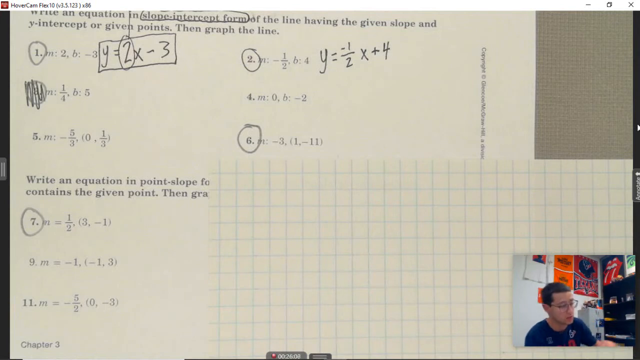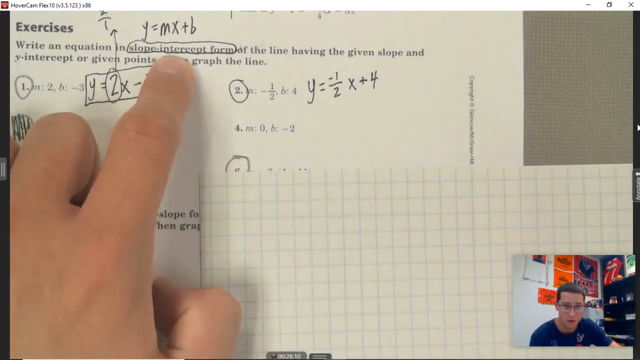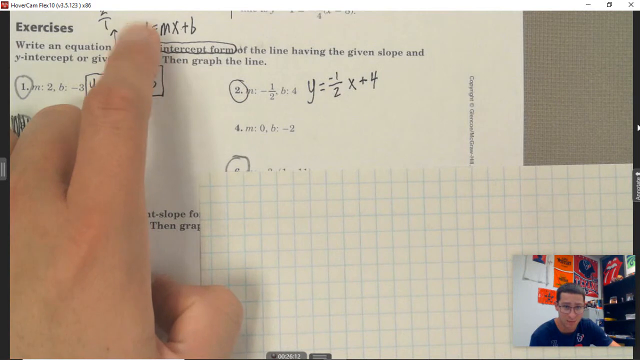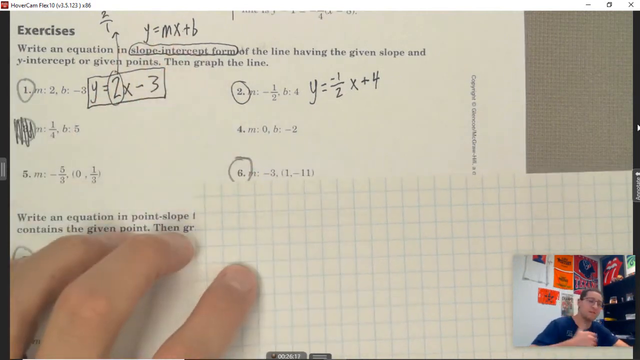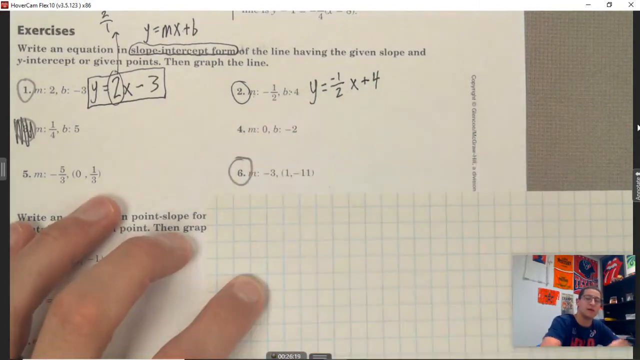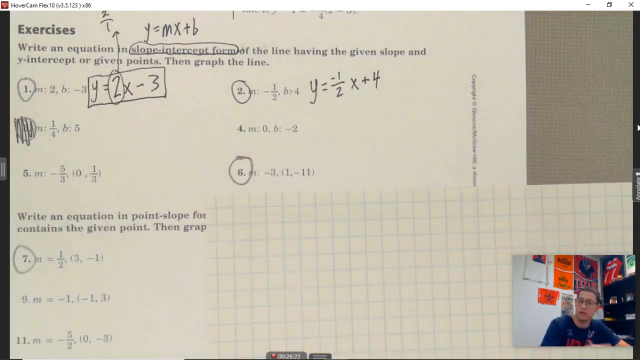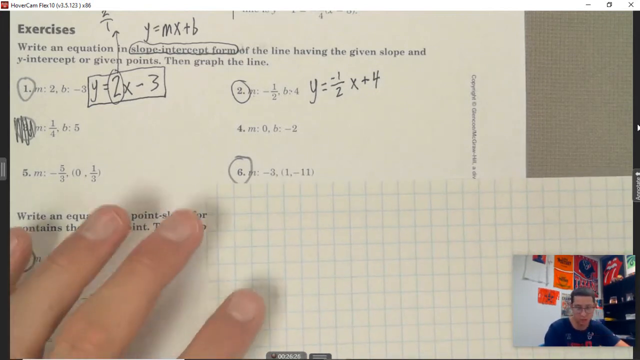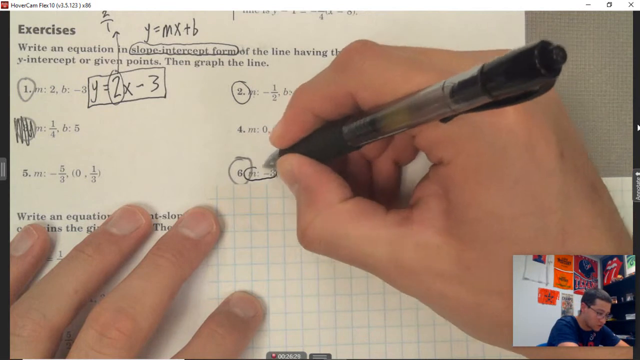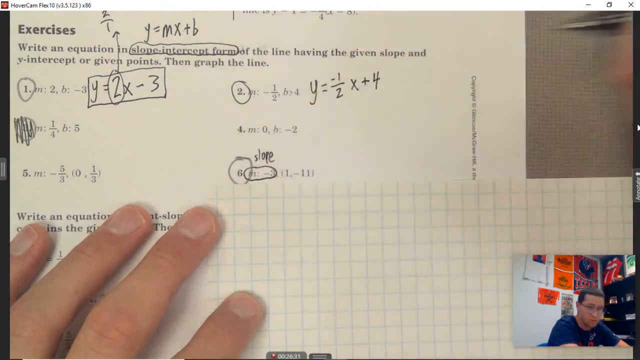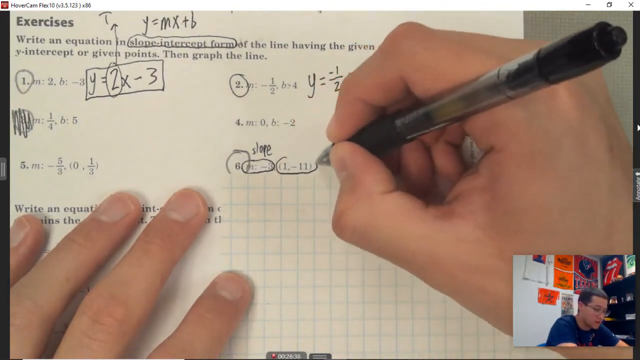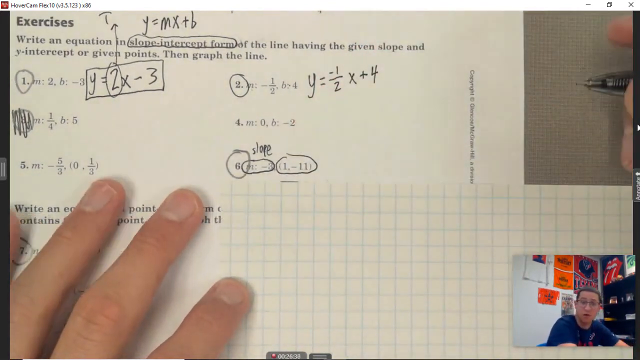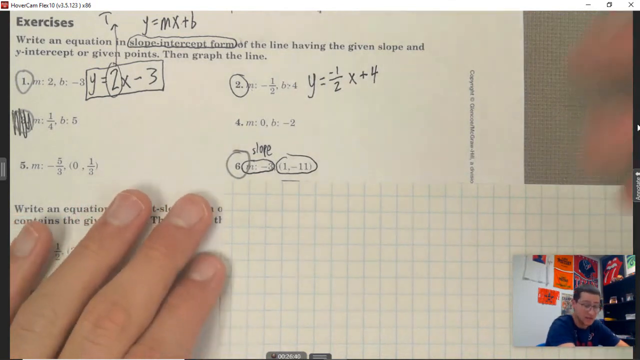So it says I need it in slope-intercept form. So that's my goal. I want y by itself equals mx plus b. And notice what I'm given. This time I'm not given my m and b. So it makes it a little bit harder, but that's okay. We're not going to panic. We're going to slow down. We're going to assess what we have. I do have the slope here. That's something to point out. And then over here, what do I have? Well, I have an xy coordinate pair. In other words, I have a point.